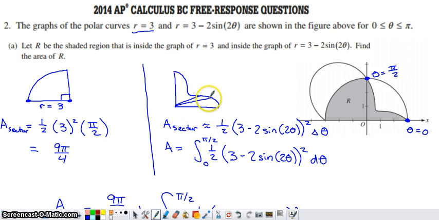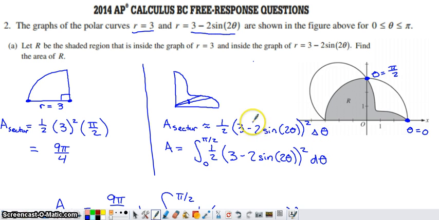Now it's not a perfect circular sector because we don't have a constant radius on this little portion of it. But if we think about applying the formula for the area of a sector to just this little almost triangular piece that's drawn right here outward from the origin, it would be 1/2 r squared, and r for this particular curve is defined to be 3 minus 2 sine of 2 theta. So I'm doing 1/2 r squared, and then my angle is some tiny change in theta. So I'm just going to call that delta theta.